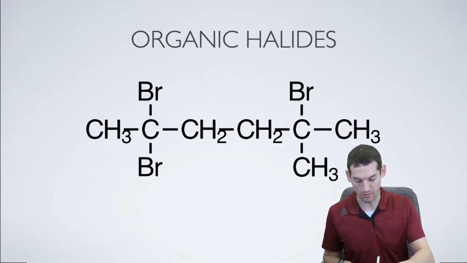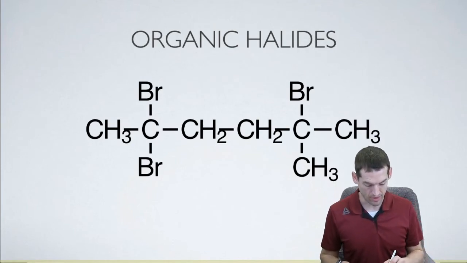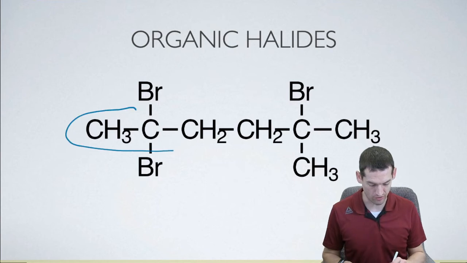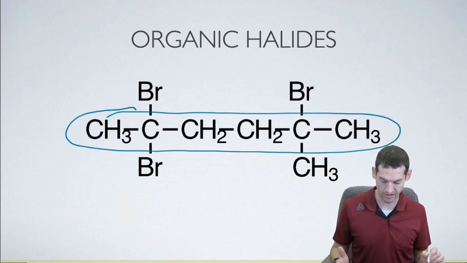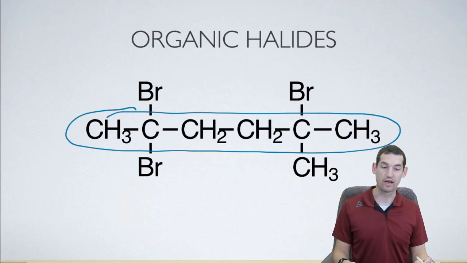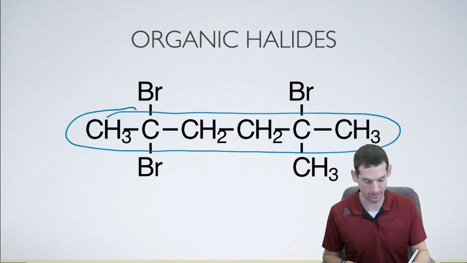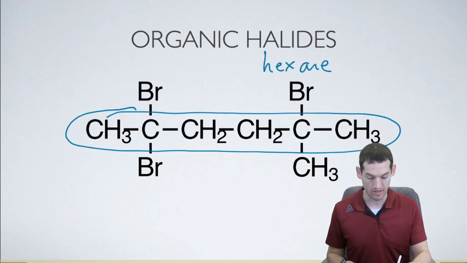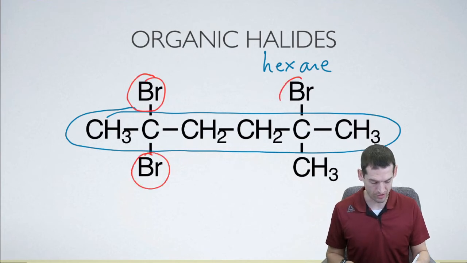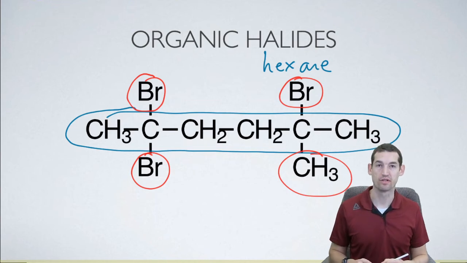Okay, this one's a little bit larger. So now I have the longest carbon chain of all of this in the center. So I have 6. So I have a hexane. It's all single bond, so it's still a hexane parent. And I have 3 bromo branches, and I have 1 methyl branch.